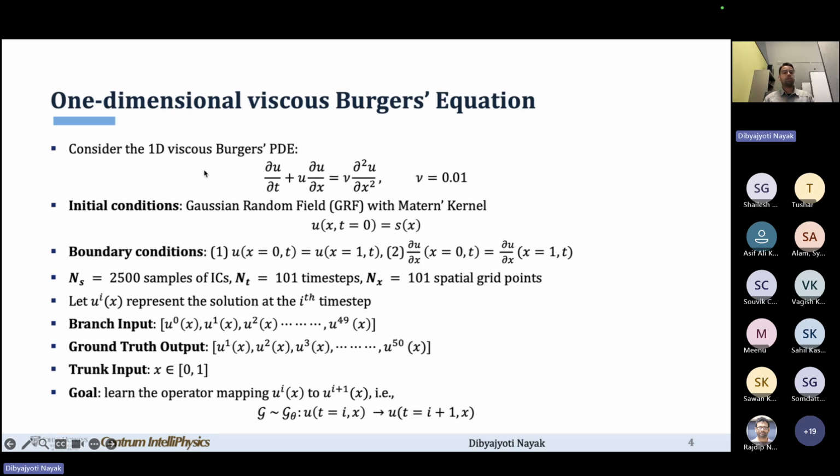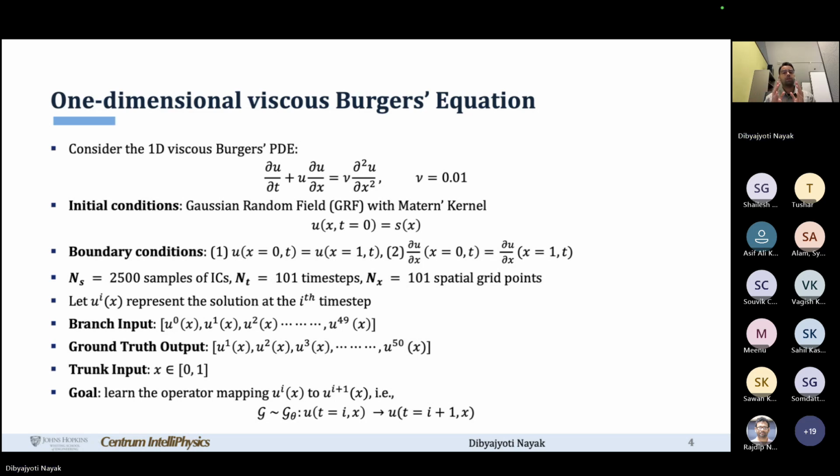In order to generate the data, we took the initial conditions as Gaussian random fields. You can think of Gaussian random fields as a continuous input function or a continuous input field that you can use as an initial condition. And then we consider periodic boundary conditions. Since this equation has a second order derivative in space, we would need two boundary conditions, so both of them are basically periodic. And these are some of the other details. We take 2,500 samples of initial conditions, and the spatiotemporal domain has a discretization of 101 time steps in time and 101 spatial grid points.